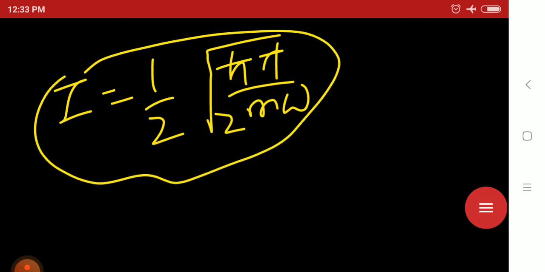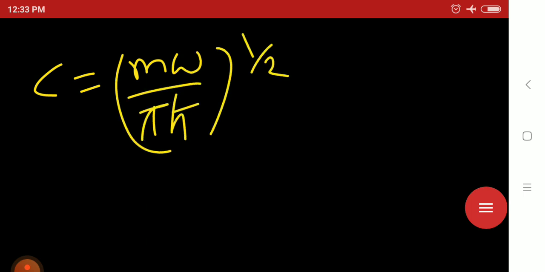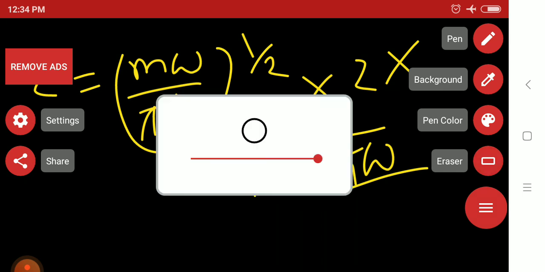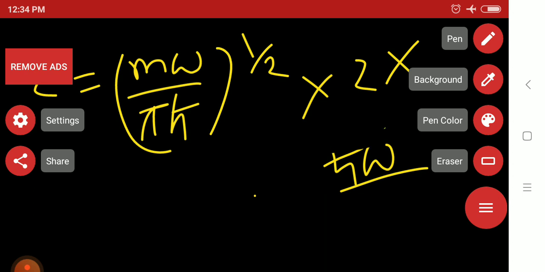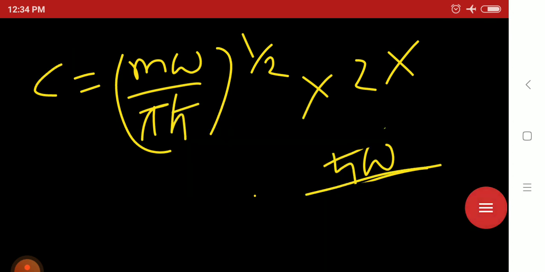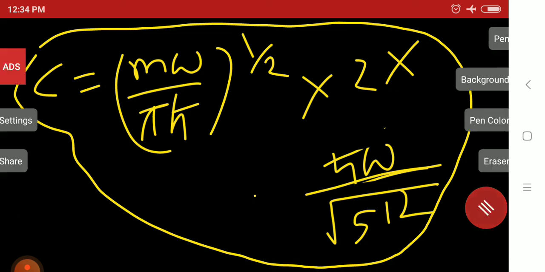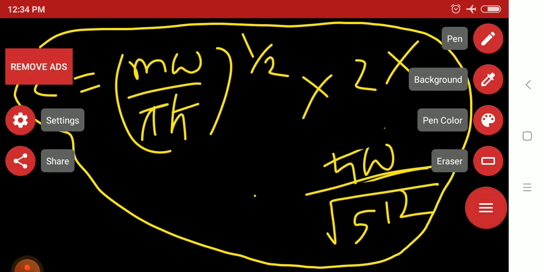So now writing that constant term, what was that? M omega by pi h cut whole to the power 1 by 2 into another term was there. So what was that another term? Another term is 2 into h cut omega divided by root 512. So this was the constant term. So it's big calculation. So h cut omega into root 512.